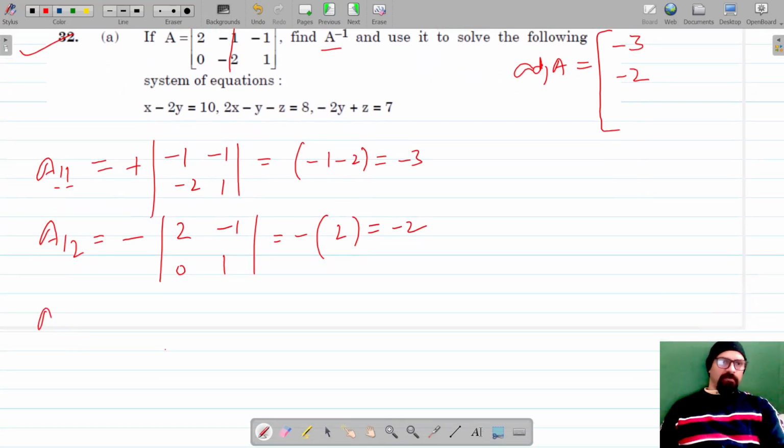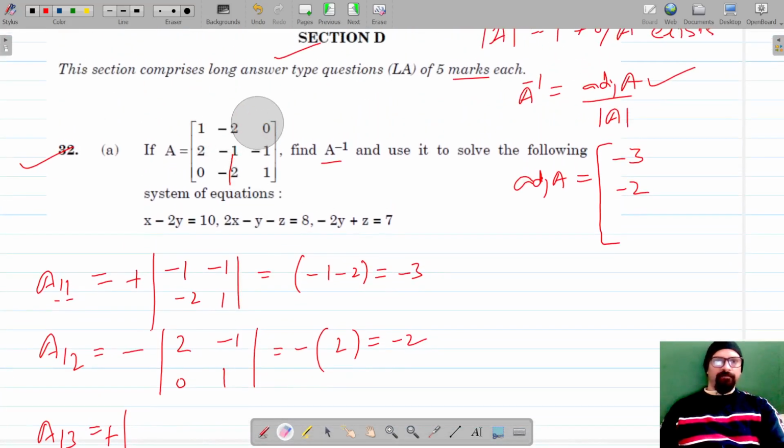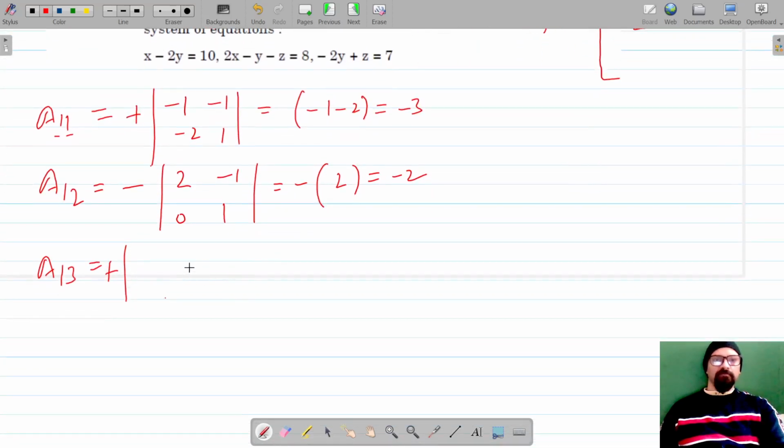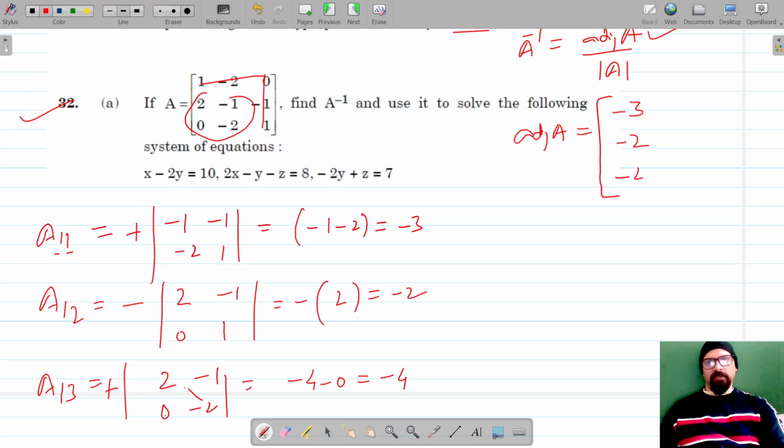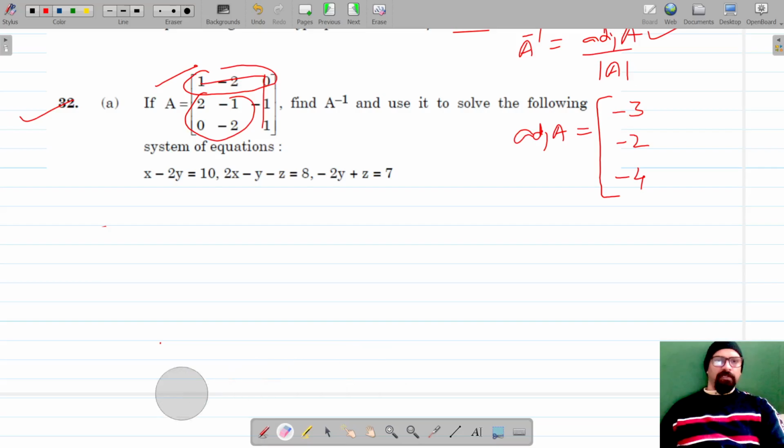Next is A13. A13: 1 plus 3 is 4, which is even, so this is plus. If I remove the row and the column for the element in the first row and third column, we are left with 2, negative 1, 0, and negative 2. Multiply this: negative 4 minus 0, which is equal to negative 4. So write it down here. We have got the cofactors of the first row, and in the adjoint you have to write them in the column.